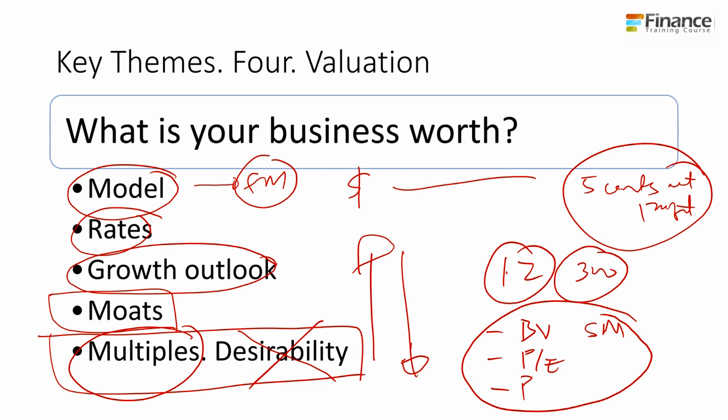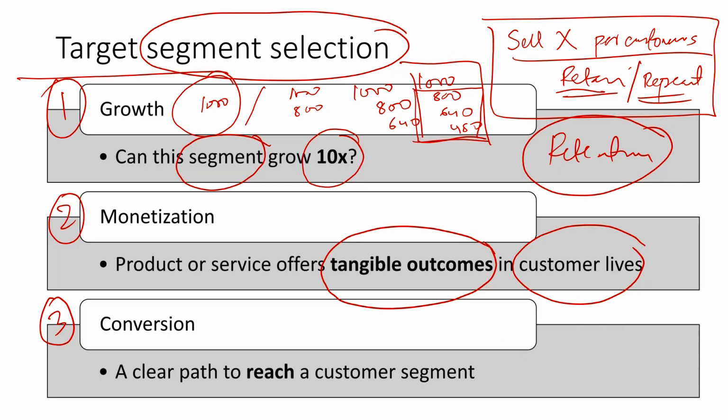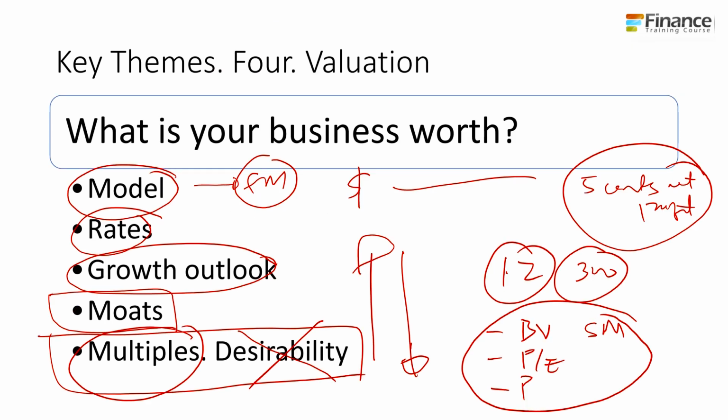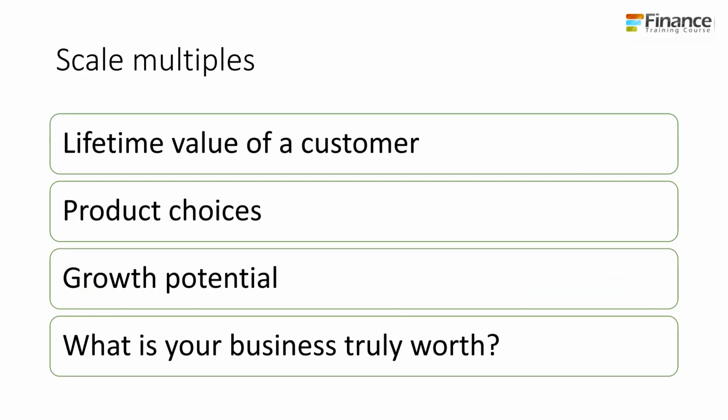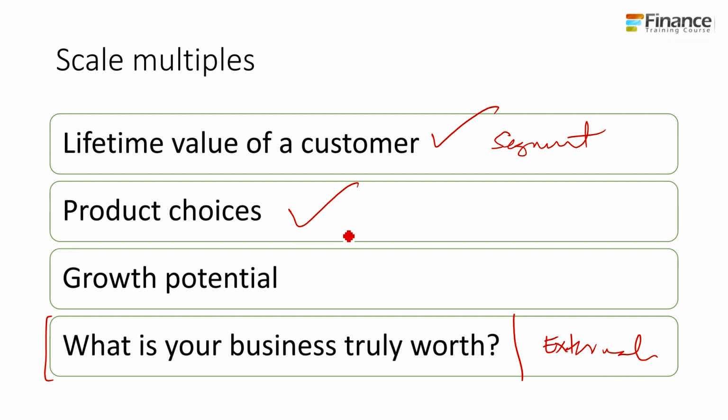Of the four themes, valuation, growth, product, and LTV, 3 you control. Valuation you don't control, because valuation is driven by a lot of factors. One of the most important factors is the external environment. You can't control the external. But LTV, you control. How? Based on your segment selection. Product choices you control. Why? Because they have a direct impact on LTV.